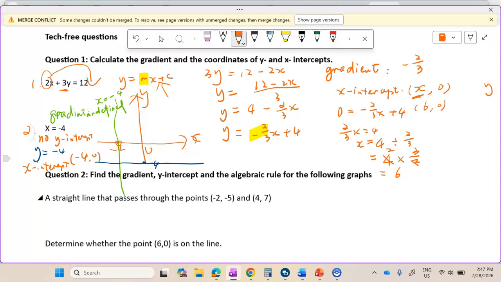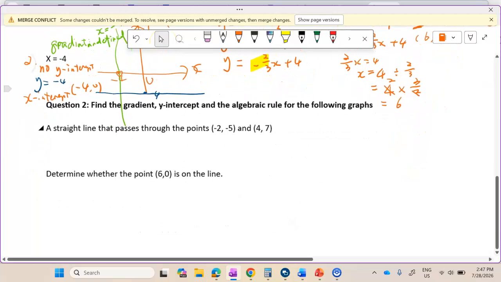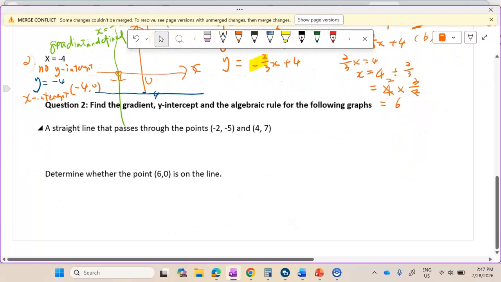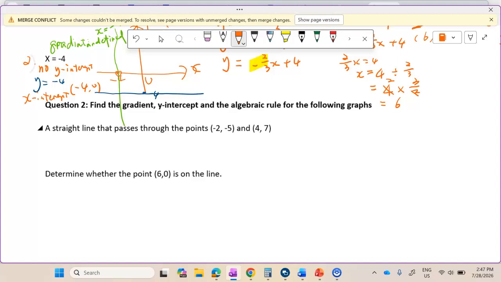Okay, yes, very well. Now the next part, question 2. Find the gradient, y-intercept, and the algebraic rule for the following graphs. A straight line that passes through the points this and this. First of all, I think what we need to do is to draw them on the Cartesian plane. This is the easiest way to understand.